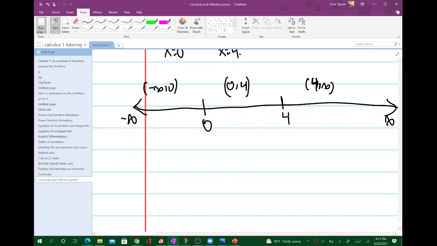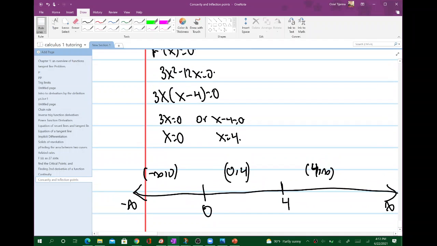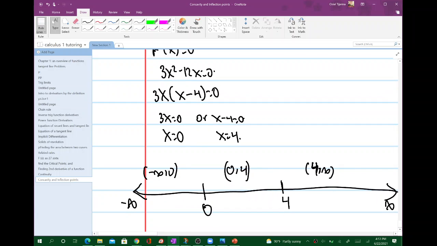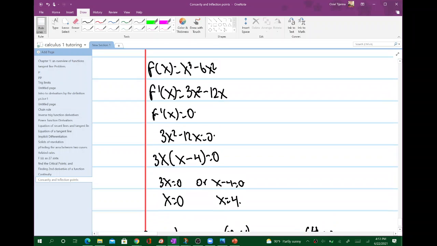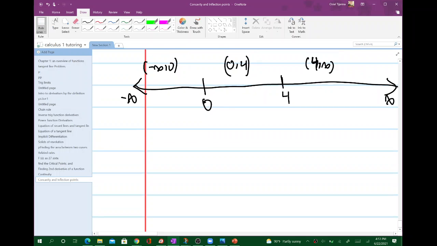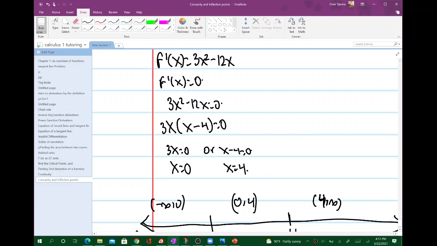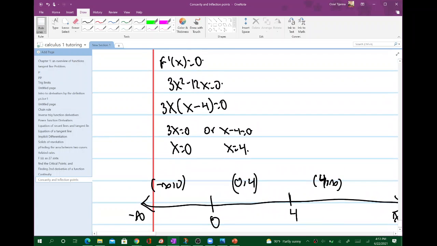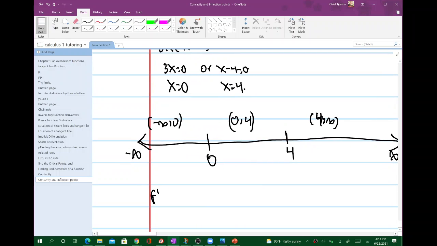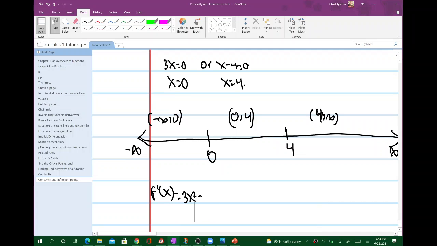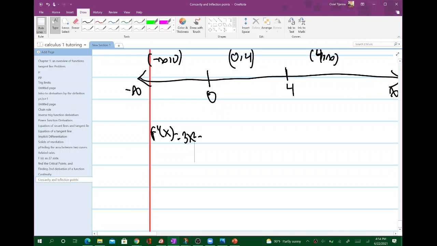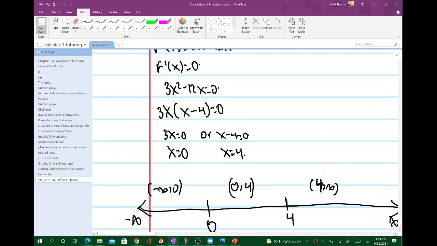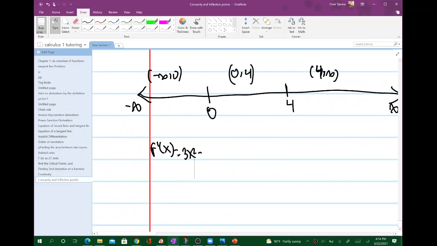So let's test negative infinity to 0, excuse me. We're going to do f prime of x, okay? So obviously f prime of x, like we said, is equal to 3x squared minus 12x.